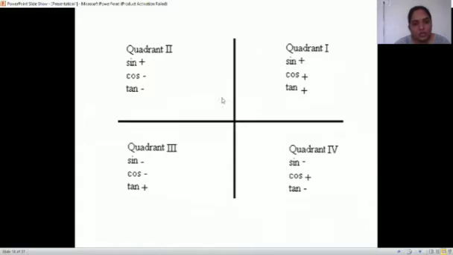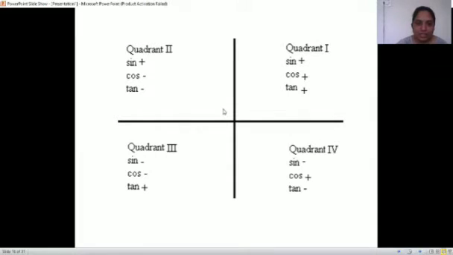Okay, just tell me the quadrant of 5 pi by 4. We'll find out the value of sine later. Where is 5 pi by 4? In which quadrant is 5 pi by 4? Yes, Aditi. Third quadrant. Very good.